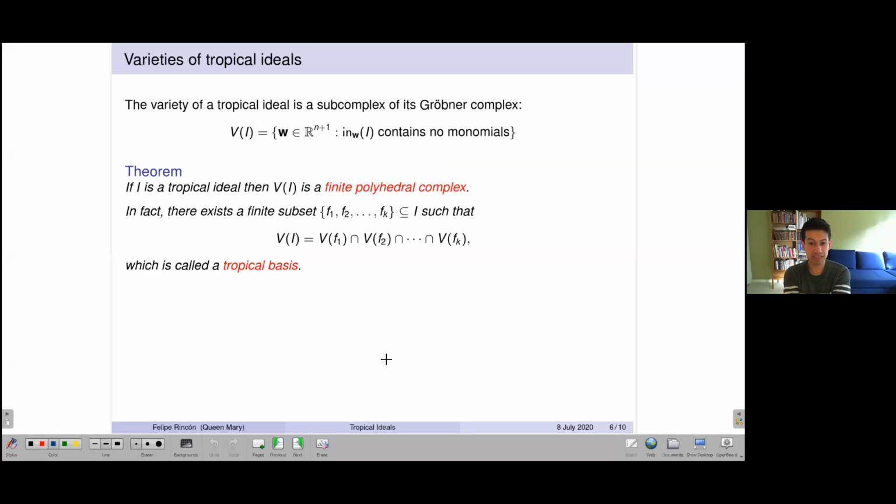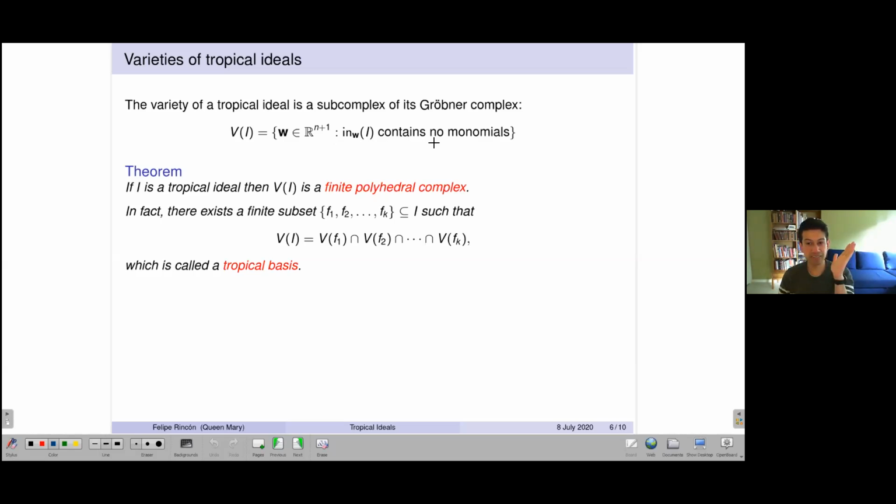Remember, we're very interested in the varieties, in the tropical vanishing locus of these tropical ideals. Well, from this point of view of initial ideals, you can see that the variety of a tropical ideal is just going to be a subcomplex of the Grobner complex. It's going to consist of some of the cones of this Grobner complex. The Grobner complex partitions all of R^n, or R^(n+1) if your ideal is homogeneous, but the tropical variety picks out exactly the cones corresponding to initial ideals that have no monomials.